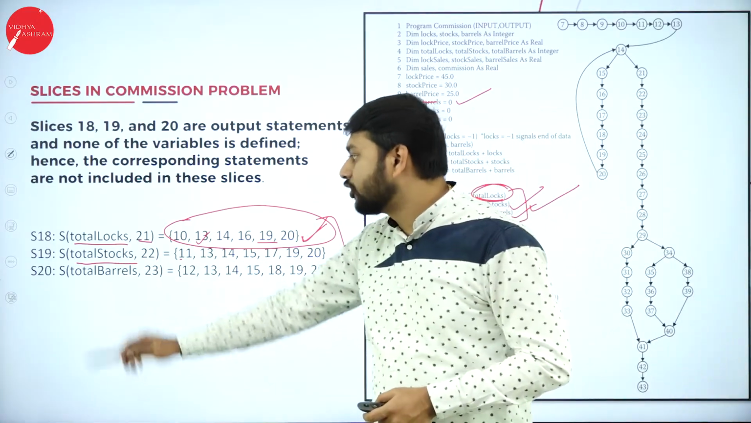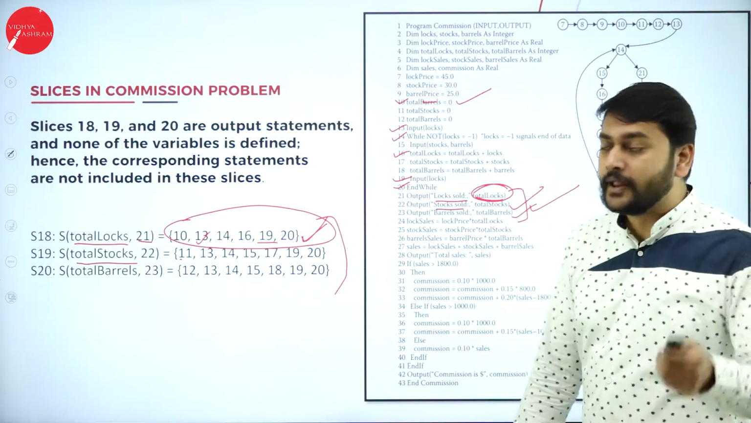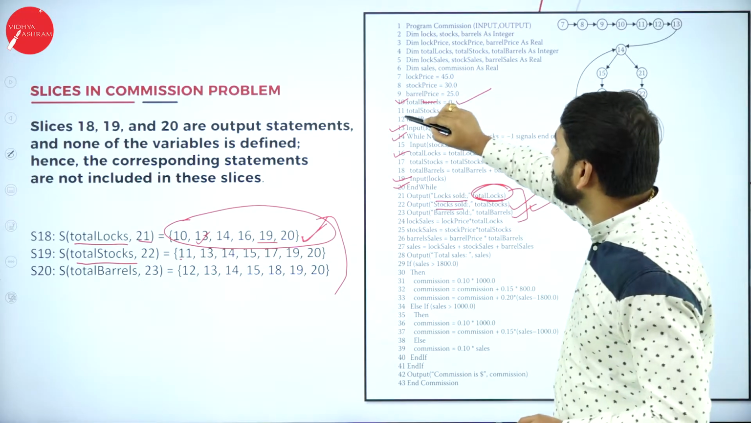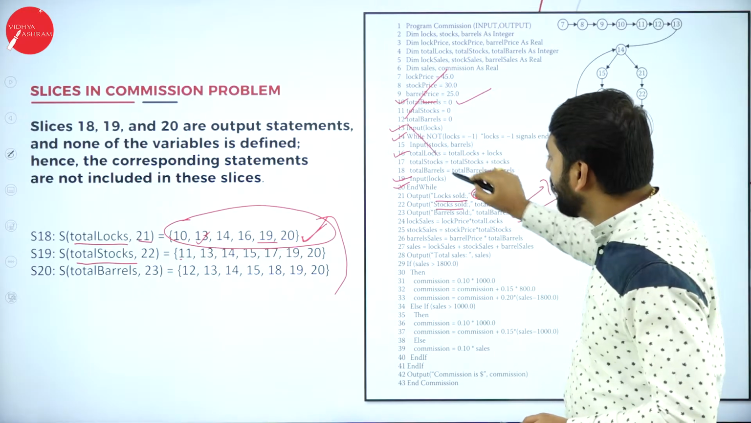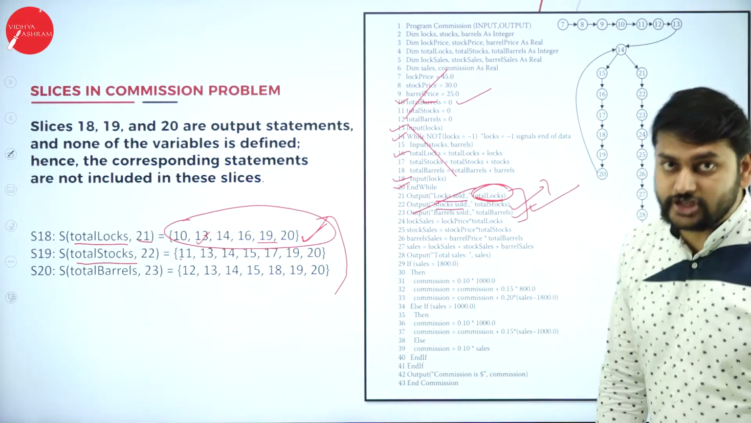The same thing happens with the total stocks and total barrels. So that's what you need to understand here with respect to the different output statements that we have. We are done with this statement, and we are done with the while loop, and also with the output statement. So what is the next statement that we have with respect to slicing?